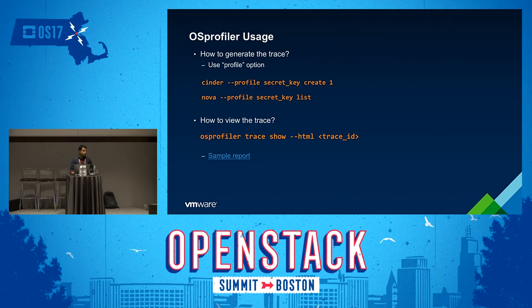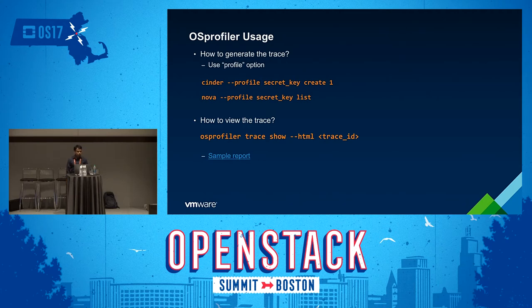Okay, so how do we use OSprofiler for troubleshooting these kinds of issues? How do we generate a distributed trace using OSprofiler? It's really simple. We just need to use a profile option with the command. For example, for creating a Cinder volume, we can specify profile and provide a secret key. This secret key is configured by the admin just to make sure that only certain users can enable distributed tracing. When you run this Cinder command, it prints an ID for your distributed trace, which you can later use to generate a report.